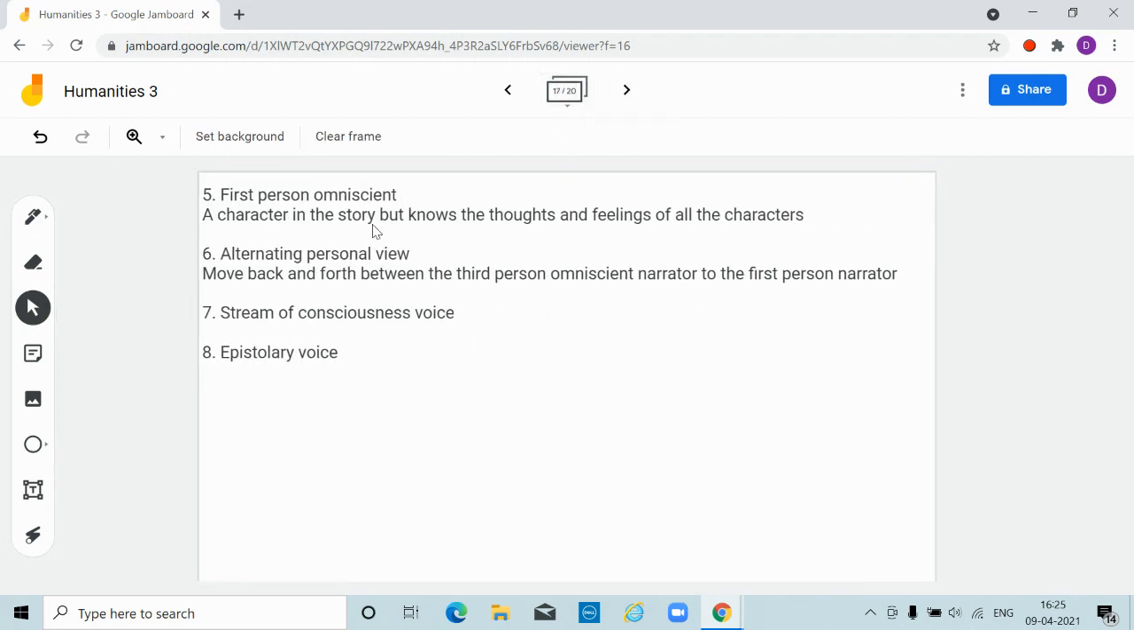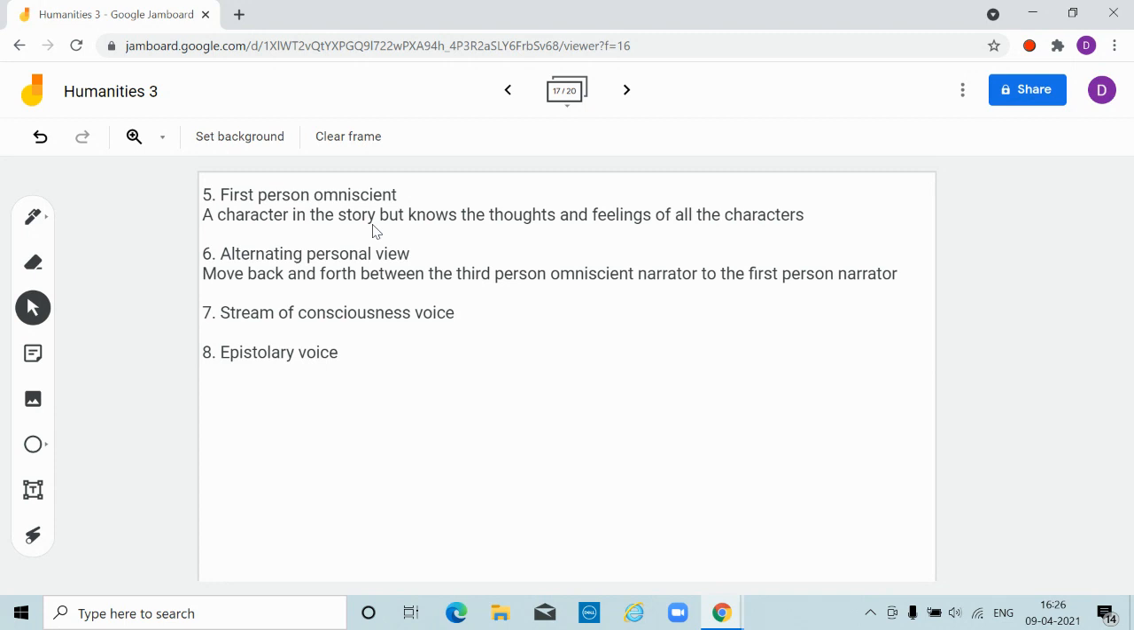Now, the fifth one, first person omniscient. It's a special kind of narration where the narrator is a character in the story but knows the thoughts and feelings of all the other characters, which is logically not possible, right? A normal human being cannot understand or cannot know what is exactly going through the minds of other people around him or her.